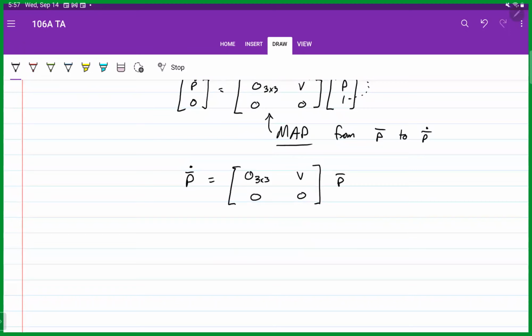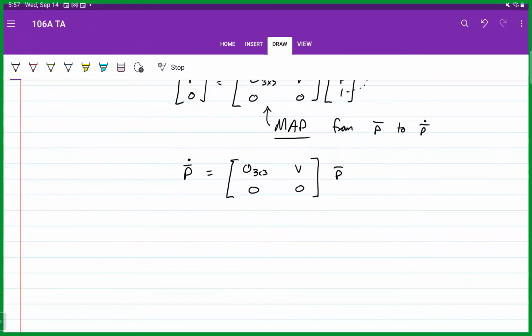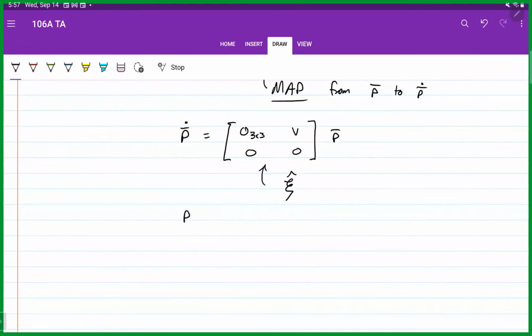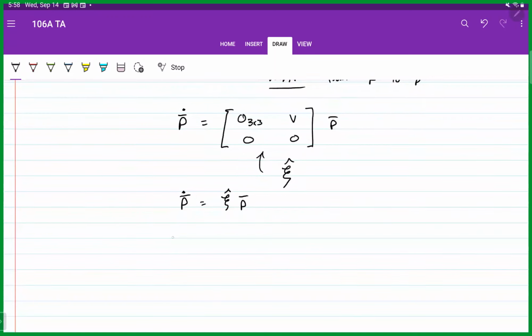Remember, now we've turned this into a matrix differential equation. I'm going to call this map xi hat. All right. So I'm going to rewrite this p bar dot as this map xi hat times p bar. And now this is just a matrix differential equation. We could use the exponential to solve it. And we find that p as a function of time is equal to e to the xi hat times time, times our position in homogeneous coordinates at time 0.